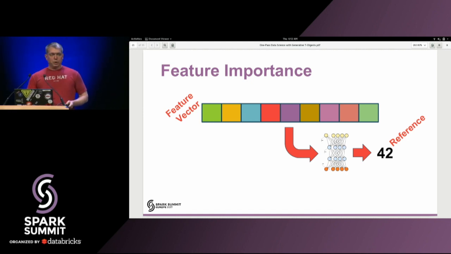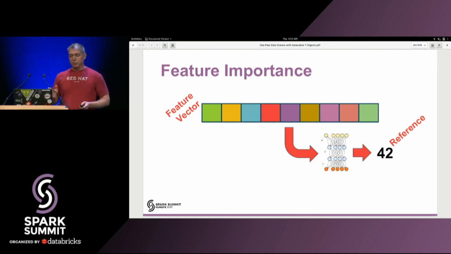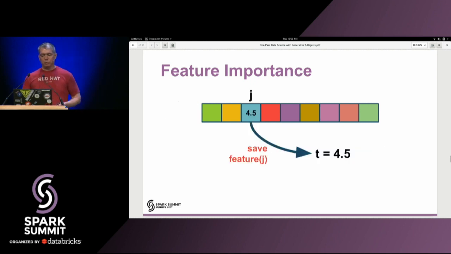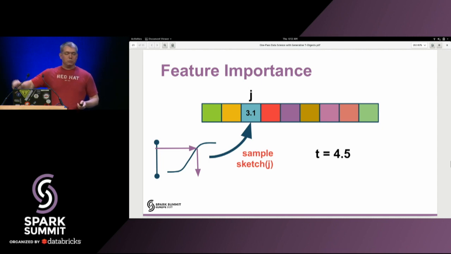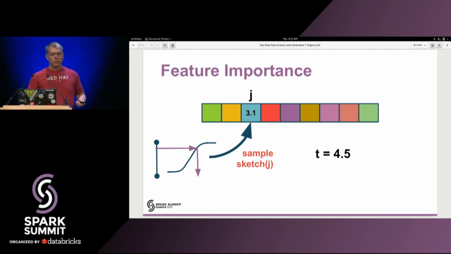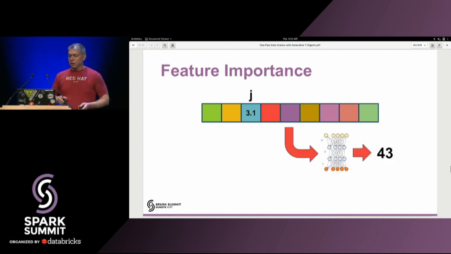You start by loading in a single feature vector from your data, and you run it through your predictive model, and you get, of course, an answer. And this is your reference answer. This is kind of like the answer you get under normal operation. If we're looking at the jth feature we're studying, we take that value and we just save it off to the side for a moment. We replace it with a generative random sample from the corresponding sketch we took of that feature. So now it's just some random value that has the same underlying distribution. Now we run that feature vector through our learning model, and we get some different answer.